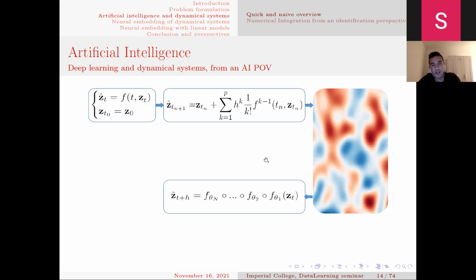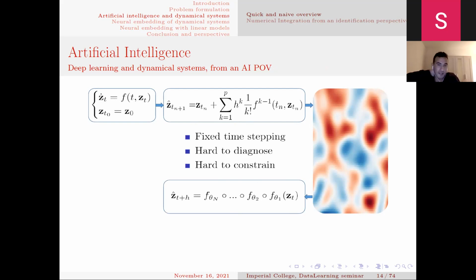Now, from a learning point of view, we do not know these equations, but we are provided with some observations, and we want to find a model that catches the temporal variability of these observations. From a deep learning point of view, classical deep learning architectures, written as a deep composition of elementary functions, can be used for this task. They are, however, limited. They are extremely hard to diagnose when things go wrong, which also makes them hard to constrain.